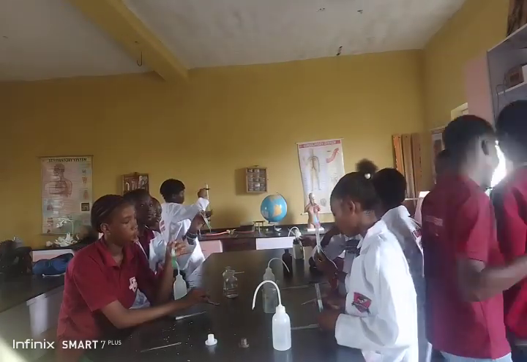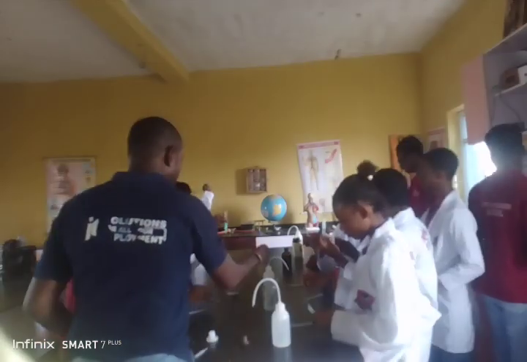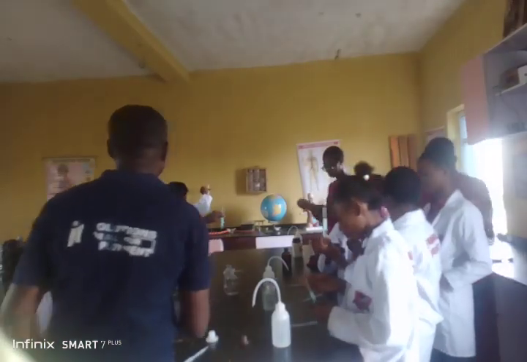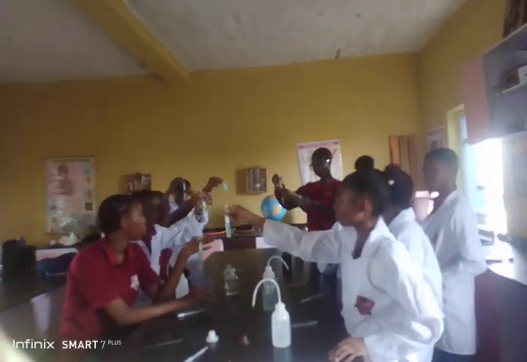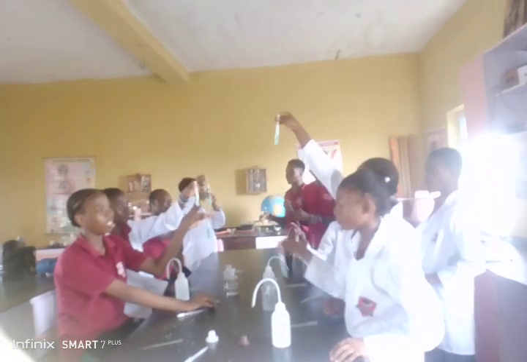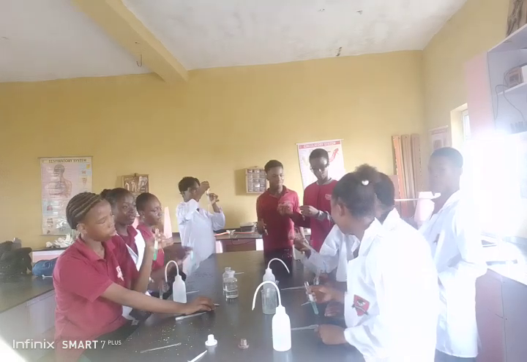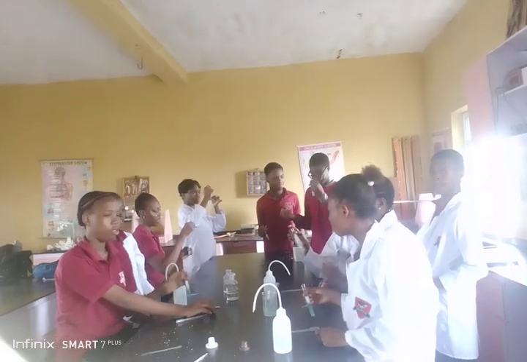So, that is it. Let the camera see what we are doing. Yeah, so that is it. White precipitate of silver chloride. So that is what we have done here. So let's see how to fill the table, how we have filled the table so far.